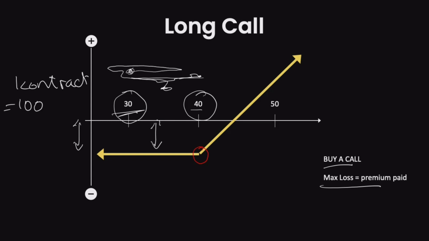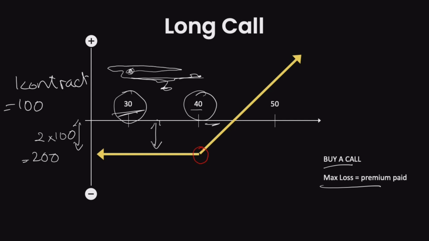So if the stock price at expiration is below that 40 strike price, then your option expires worthless, and the loss is the price that you've paid for the call option. In our example, let's consider this at, let's say, 2 rupees. 2 rupees into the multiplier of 100. So that's 200 rupees that you paid for this call.